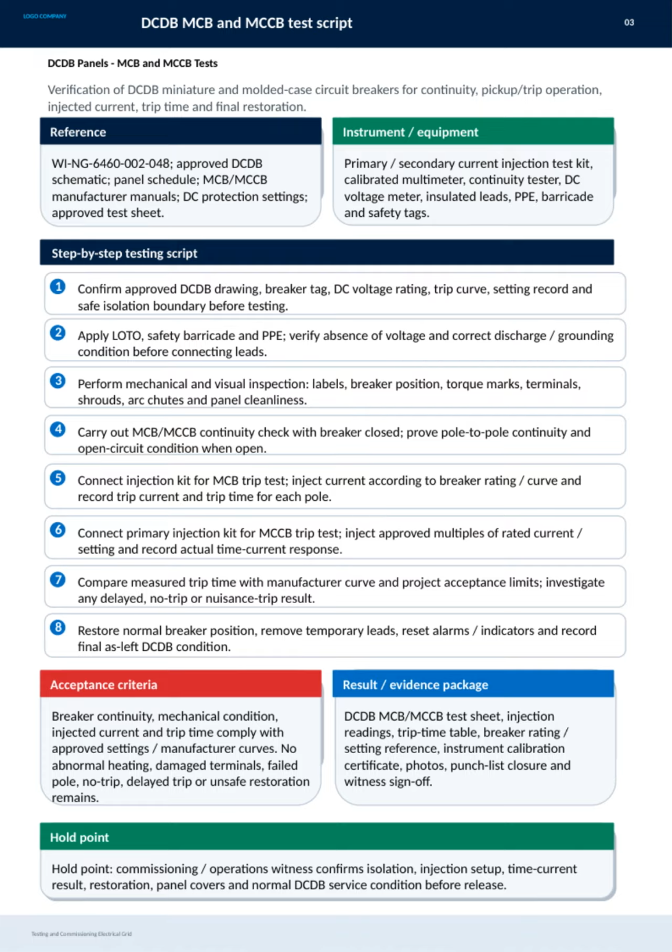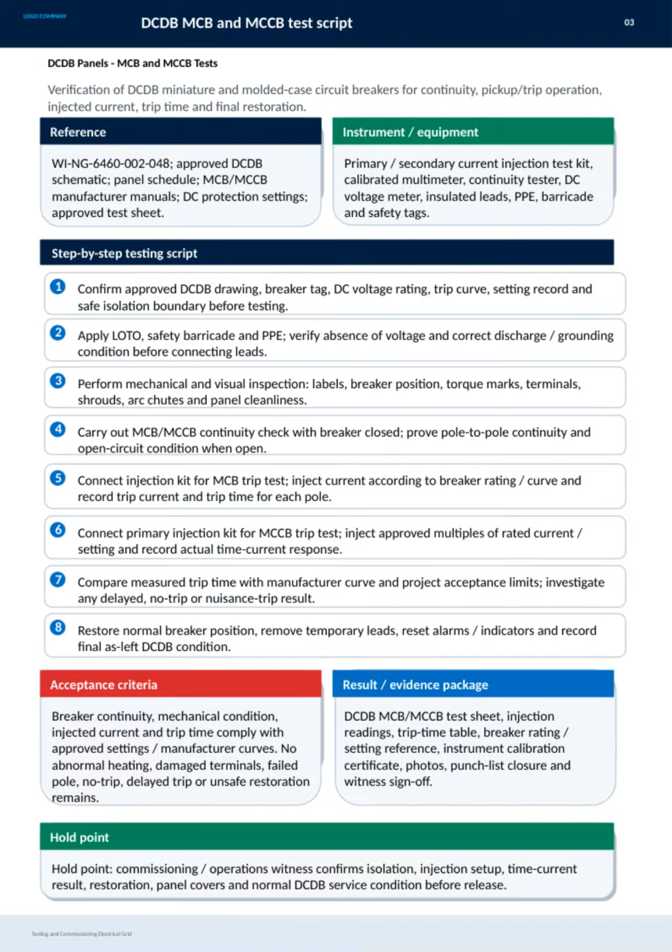The testing process starts with a thorough mechanical and visual inspection, checking labels, breaker positions, torque marks, terminals, and panel cleanliness. Then, we perform continuity checks with the breaker in closed and open states to verify proper electrical connections. For trip testing, the injection kits come into play, injecting current according to breaker ratings and curves, while carefully recording trip currents and times for each pole.